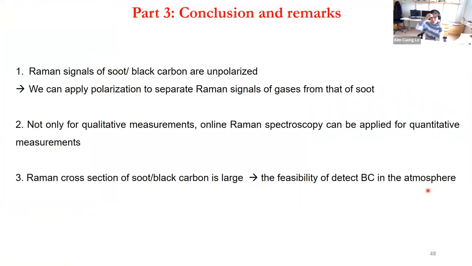Okay, so a conclusion for the third part: the Raman signal of soot and carbon material are unpolarized. So we can apply this to separate Raman signal of gases from soot. And the second thing is we can use Raman not only for qualitative measurement, but also for quantitative measurement. For example, you determine the Raman cross-section, or you determine the concentration of our sample. And the last thing is the Raman cross-section of soot is large and it is feasible to detect soot in the atmosphere.